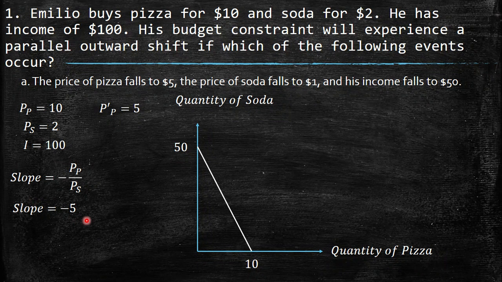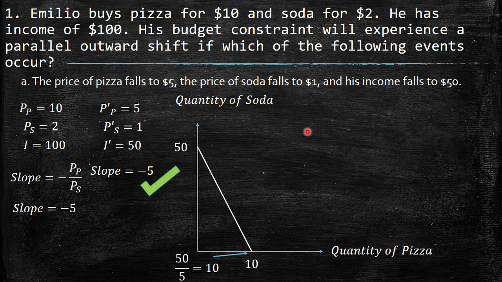Then the price of pizza is equal to 5, the price of soda is equal to 1, and the income is equal to 50. In that case the slope should be minus 5, because the price of pizza is 5 over 1, so it remains the same. So we can say, okay, this slope has not changed. So then it could be a parallel movement.